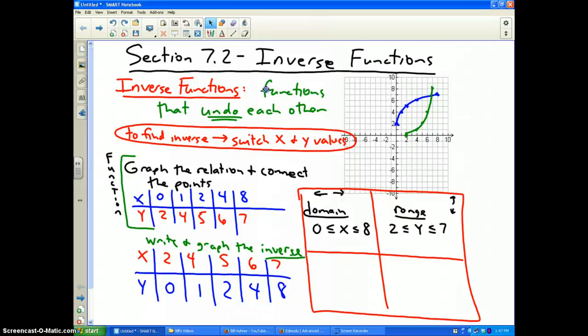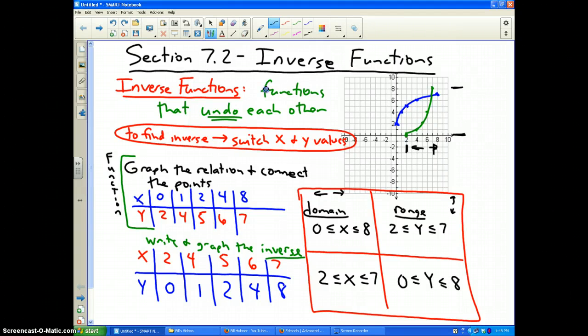Now, let's talk domain and range of the green one. Domain goes this way. Well, my graph goes from 2 to 7 in the x direction. And if I look at my range, it is up and down. It goes from a low there to a high up there, which is 0 to 8. People, take a look at this. When you switch the x and y values around, the domain and the range also switch around.